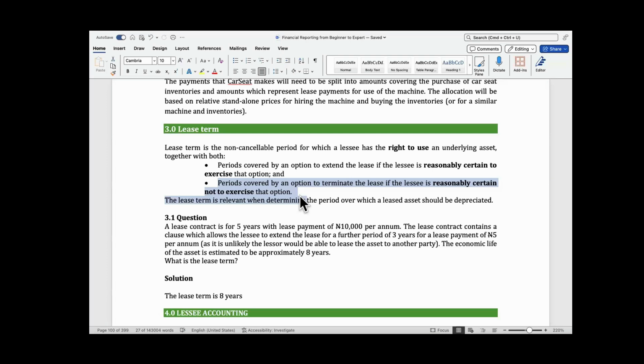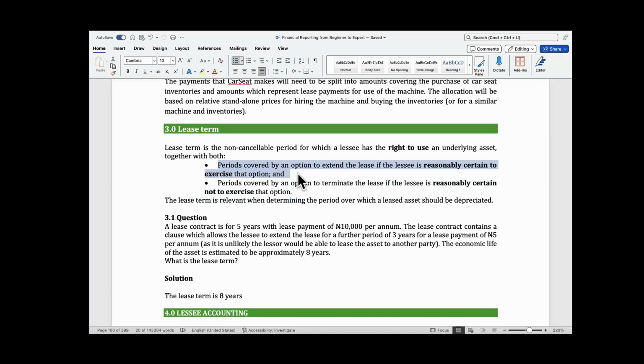So it's also possible for that to happen. But the common one you would always find is where they will give you an option to extend. Just look out for, is it favorable or not? If it is favorable, then this time will be the extended period.